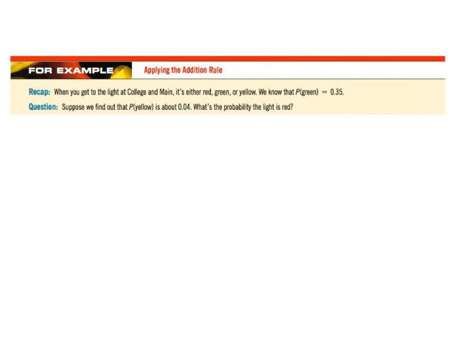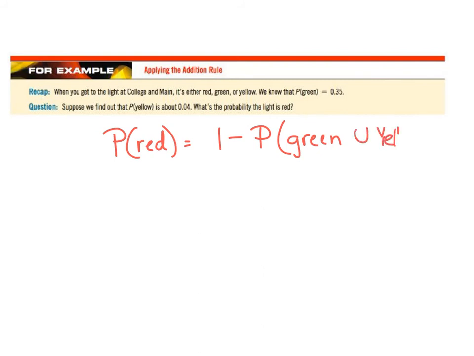So when you get to the light at College and Main, it's either red, yellow, or green. We know that the probability of green is 0.35. Suppose that we find out that the probability of yellow is about 0.04. What's the probability that the light is red? So the probability that it's red would be equal to 1 minus the probability of green union yellow. Okay, and that's the same as saying the probability of green or yellow.